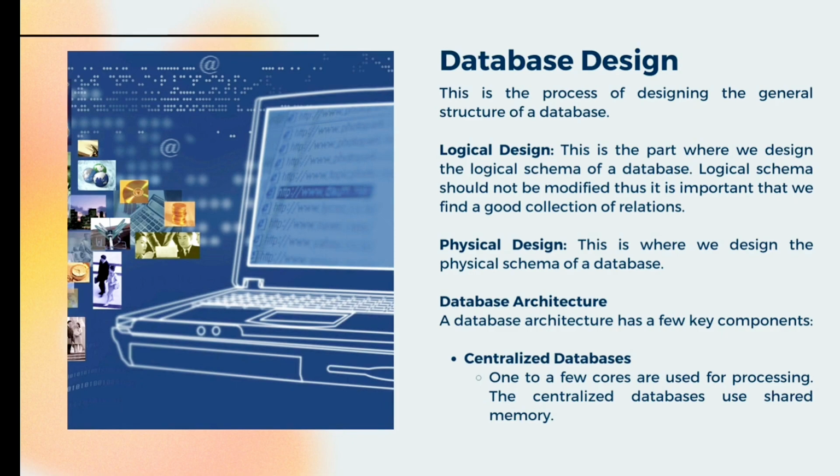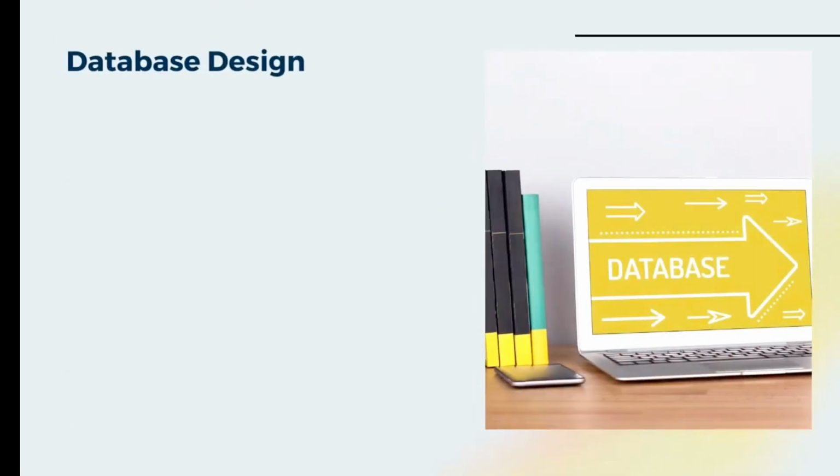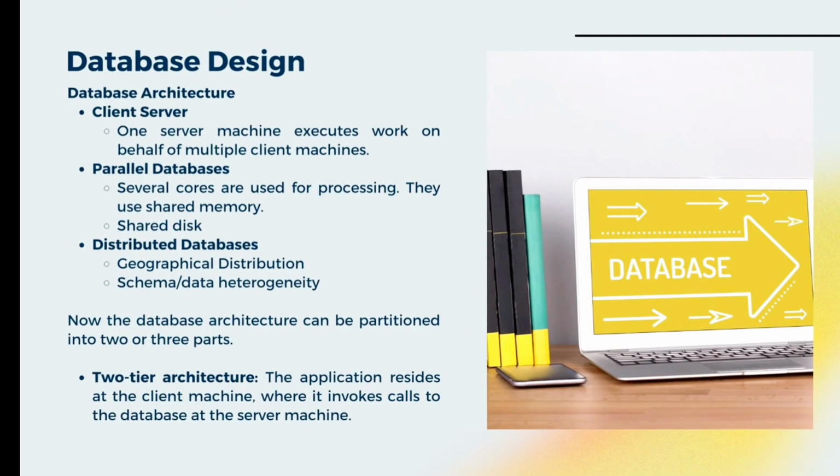One to a few cores are used for processing. The centralized databases use shared memory. Client-server: one server machine executes work on behalf of multiple client machines. Parallel databases: several cores are used for processing. They use shared memory, shared disk. Distributed databases: geographical distribution, schema and data heterogeneity.